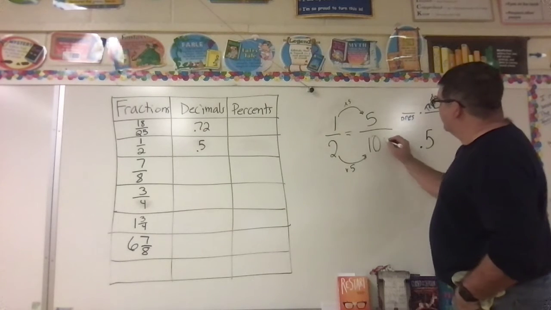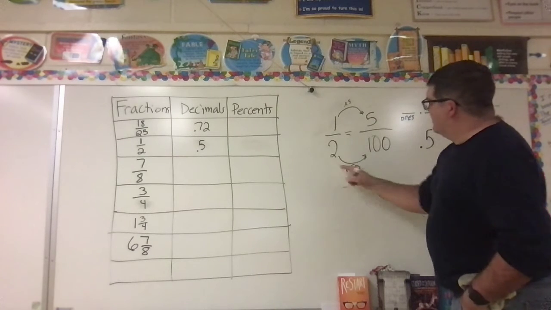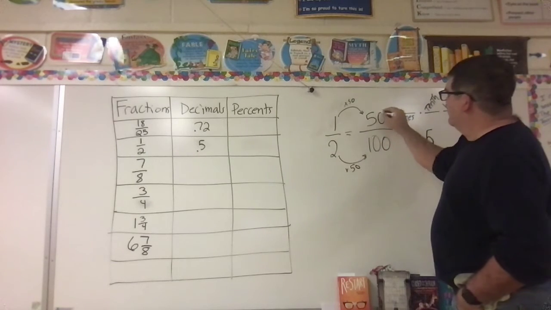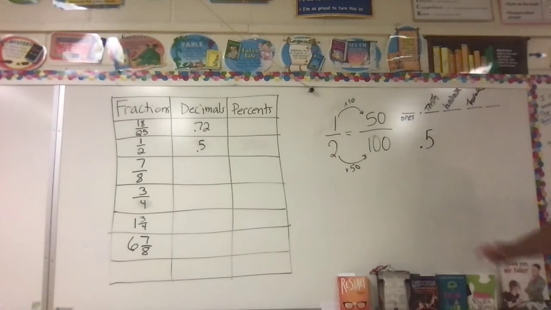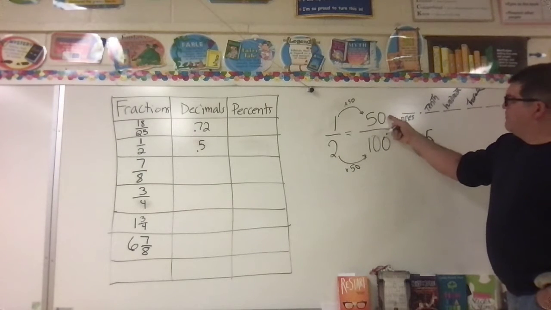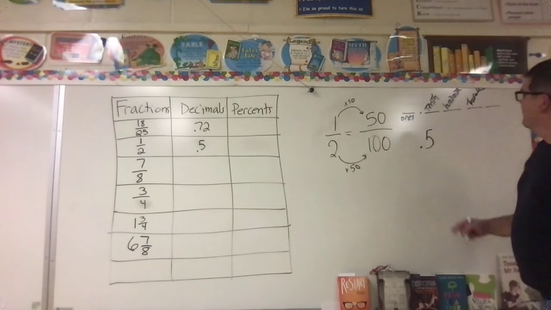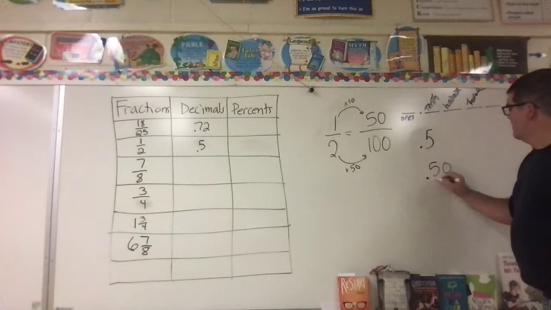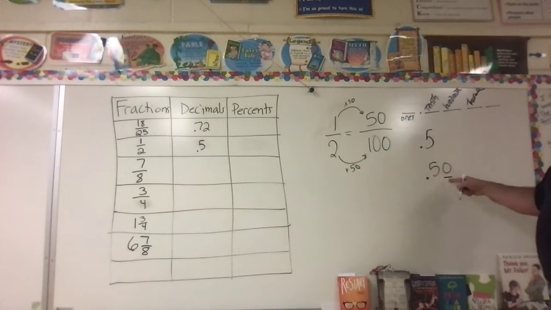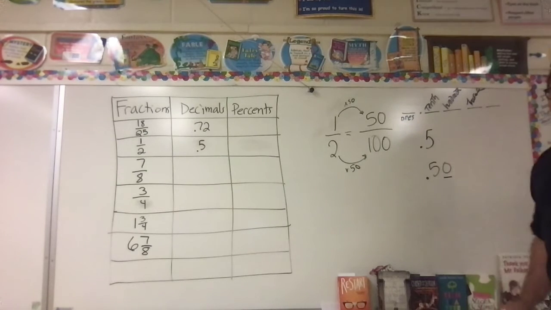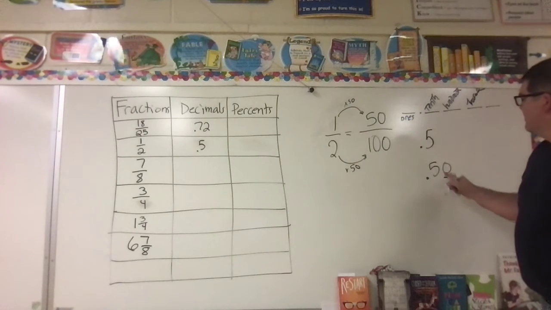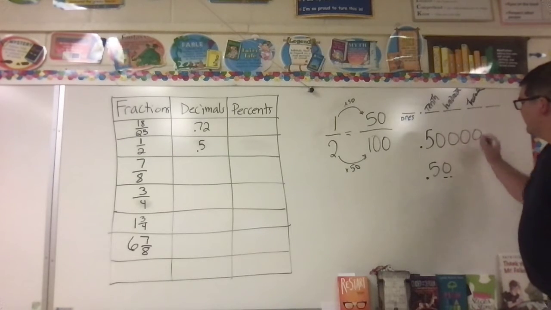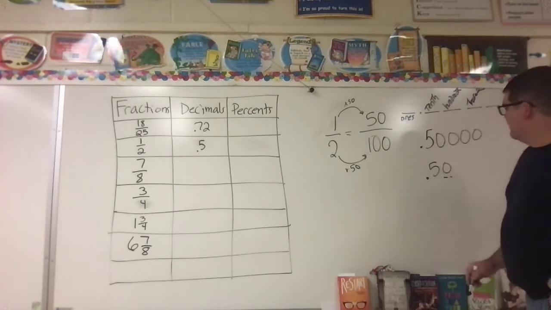Now, if I would get this to 100, it'd be 2 times 50 would be 100. 1 times 50 is 50. Now, the way I say this is 50 hundredths. So I have hundredths here. 50 hundredths. Now, 50 hundredths is the same as 5/10. Remember we talked about that? You can put as many zeros here. It's the same either way.